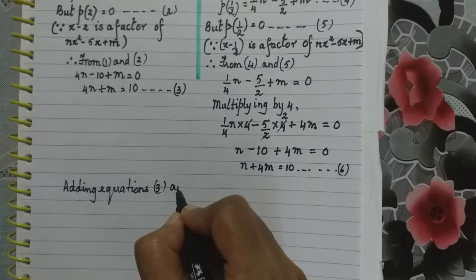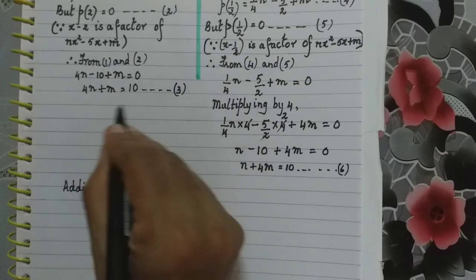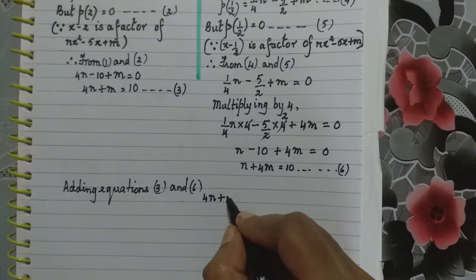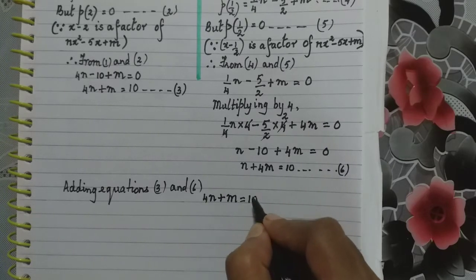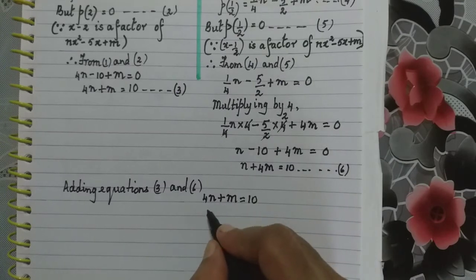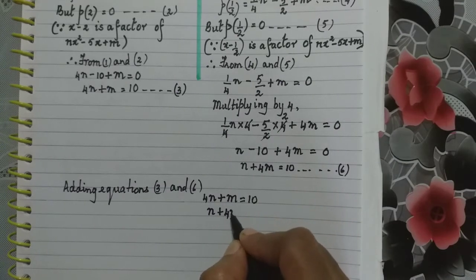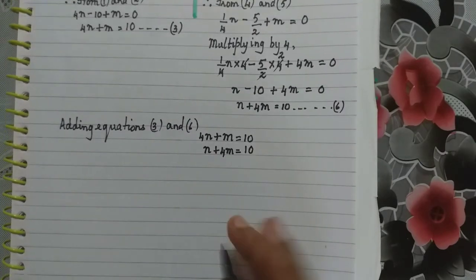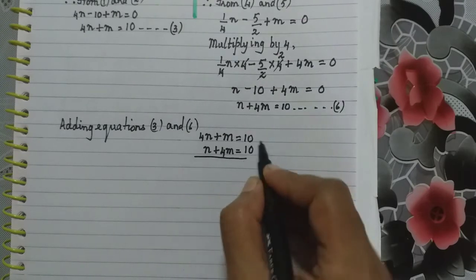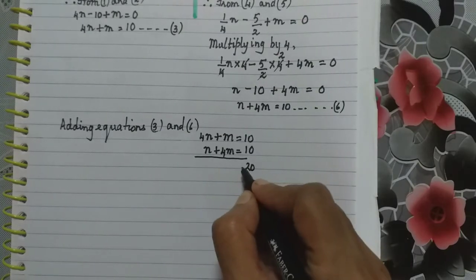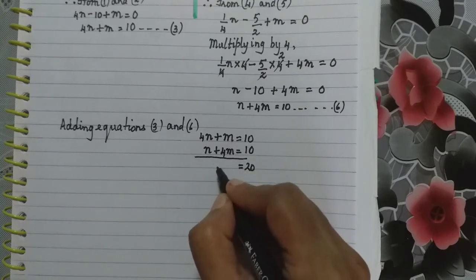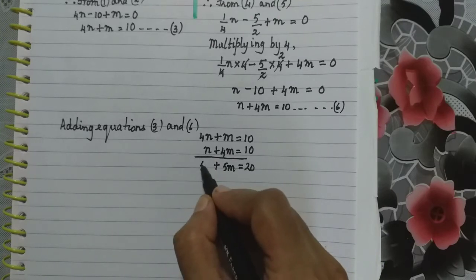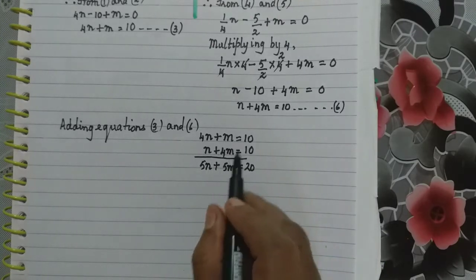3 and 6. Now what happens? The third equation is 4n plus m is equal to 10. The sixth equation is n plus 4m is equal to 10. Now I have to add these two equations. Let me see what happens when I add. 10 plus 10, 20 is equal to m plus 4m is 5m. Okay, 4n plus n is 5n. Okay, so why did I add?